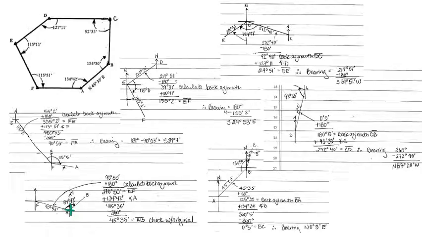Now, from F to A, so our next one is, I'm sitting at A, and my azimuth from F to A is 90 degrees, 53 minutes.